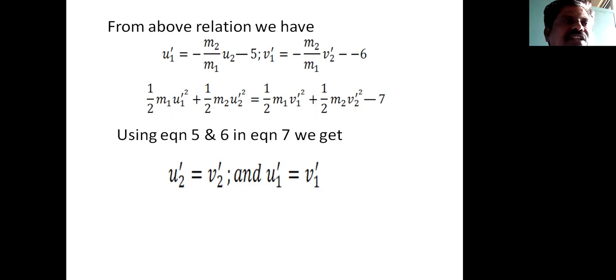That is the significance for these two particles. So like this, you can derive the final velocities of those two particles in elastic collisions in the center of mass frame of reference. Okay. Thank you.